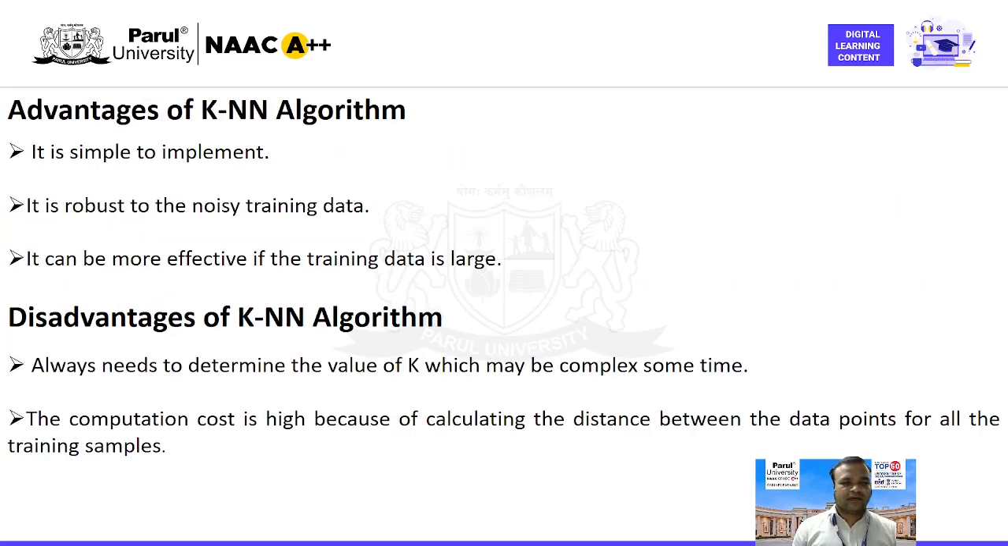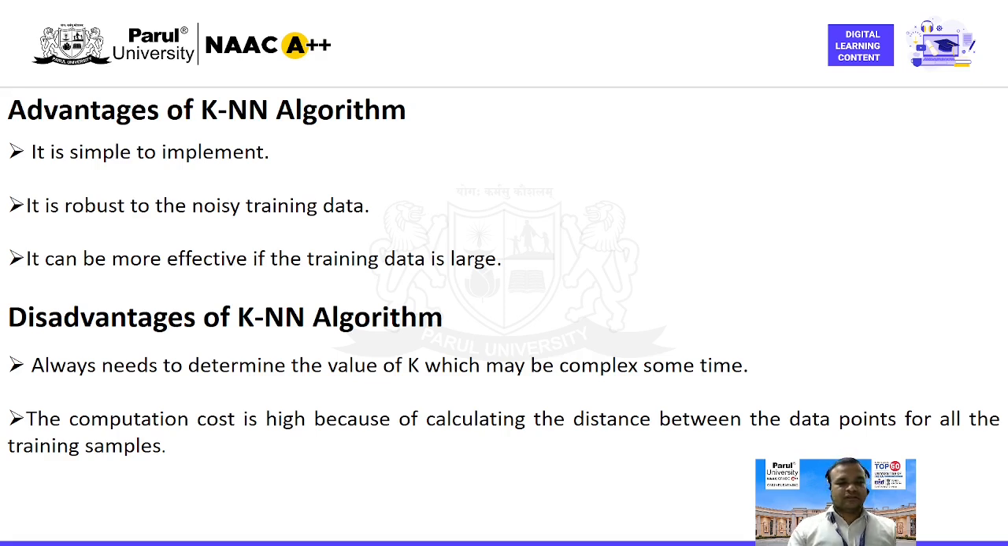There are some advantages of KNN. It is simple to implement. It is robust to noisy training data. It can be more effective if the training data set is large. Whenever we deal with a large data set, it is a more effective algorithm.